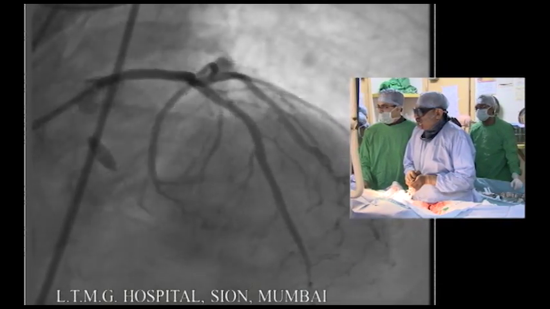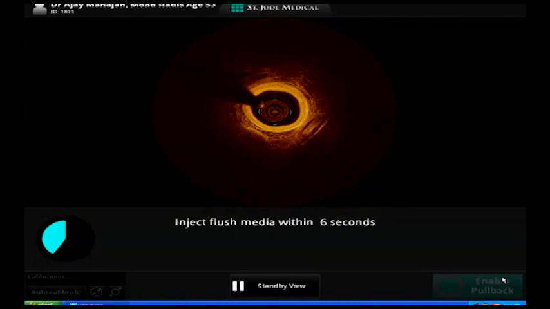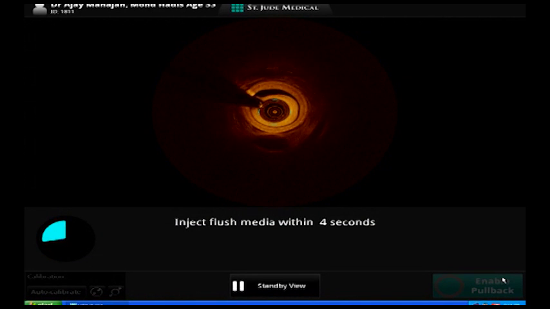As another question, if IVUS is not routinely used, how many would actually stent this 60 millimeter stent from the ostium of the LAD?